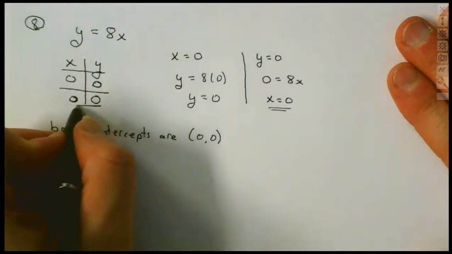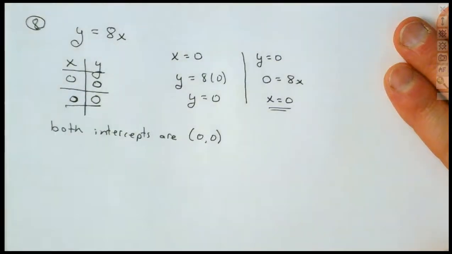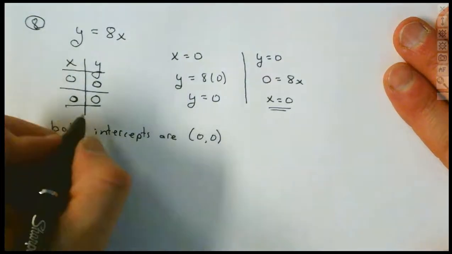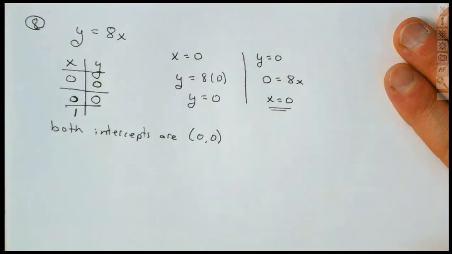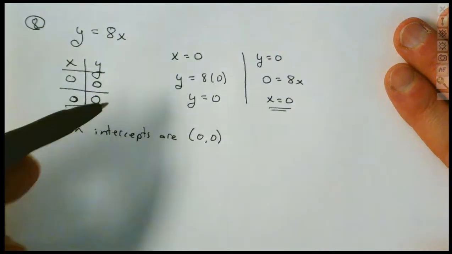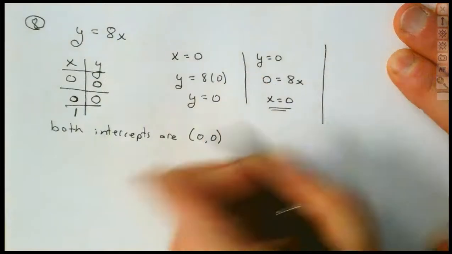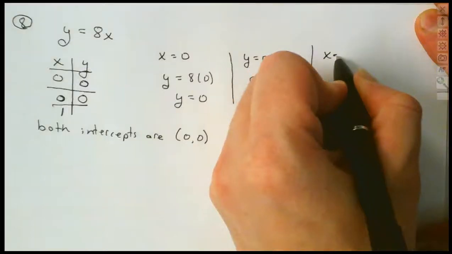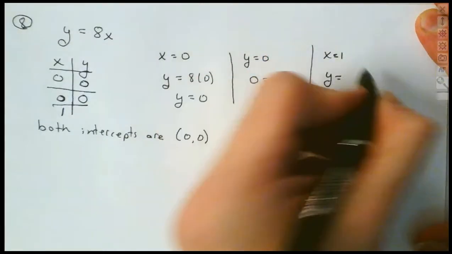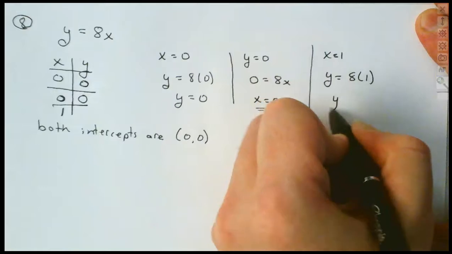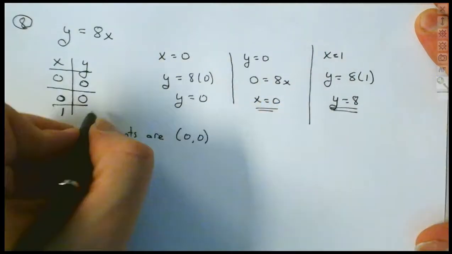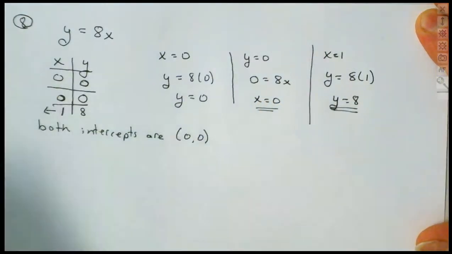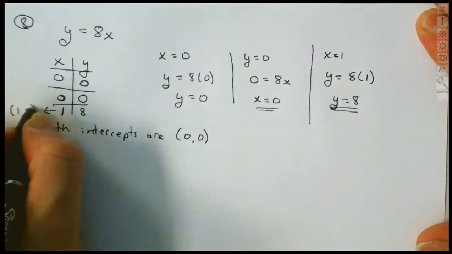I always like to plug in an easy value to work with. So I'm going to choose x equals 1. You could have chosen x equals 2 or negative 1 or any number that you want. But 1 is easy, because 1 is not difficult to work with. So now let's plug in our 1. So we've got x equals 1. So y equals 8 times 1, which is y equals 8. And that is my second unique point, which is 1, 8.